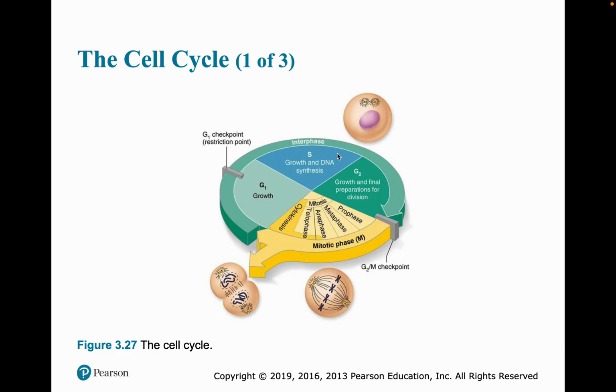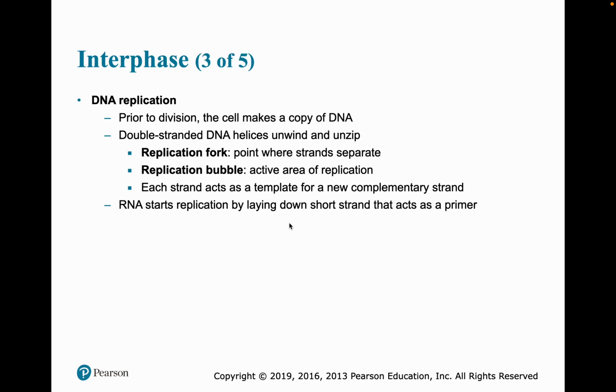We've got interphase, which is the biggest part of the cell cycle: G1, Gap 1, copying of the DNA in S, and final preparation in G2. Then we go into the mitotic phase, or the division phase, where we divide the nucleus in mitosis and then the entire cell in cytokinesis. So DNA replication happens prior to division, in the interphase part.